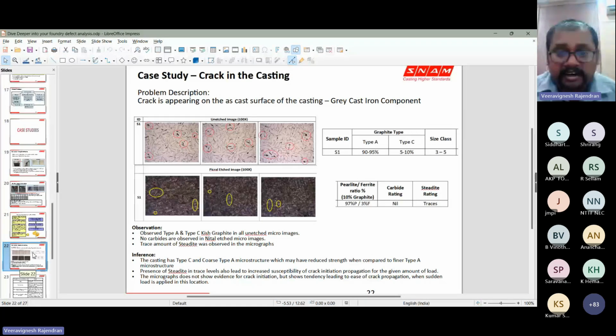But why did the crack arrive today? That means you have not understood the proper root cause of the problem. If you don't identify the root cause properly, you might be looking at altering your carbon equivalent, or altering your carbon, or changing your phosphorus. So this is how the right information given to the analysis people will help them lead to a proper solution.